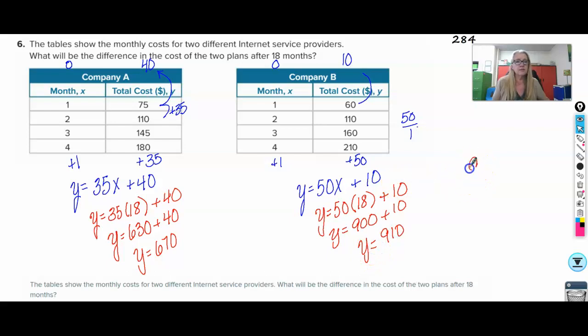And they want to know what's the difference. So 910 minus 670 is $240. And you're just going to type 240. This isn't 240,000 like in the houses. This is just $240. Okay, so just type in the 240.